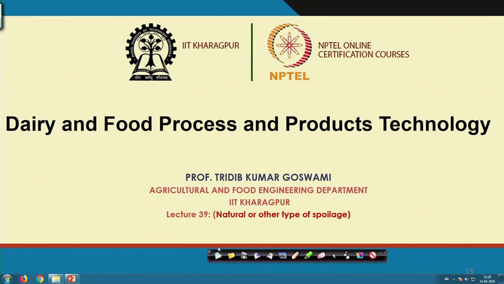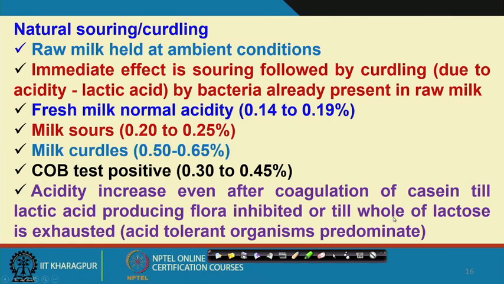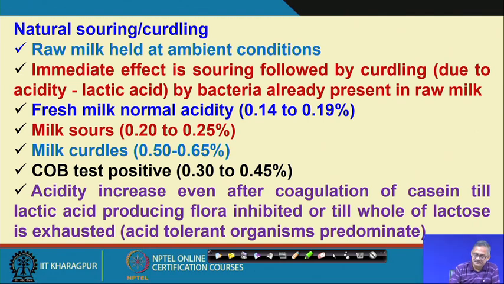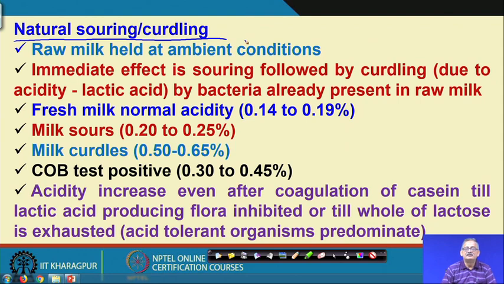So, if you look at first the natural souring or curdling, this is the most natural, right? Why do we call it natural souring or curdling? We call this natural because, as I have given examples n number of times, you keep some milk just like that for a couple of hours or several hours, then without doing anything, you see that the milk has curdled. This is called natural curdling or natural souring, right?